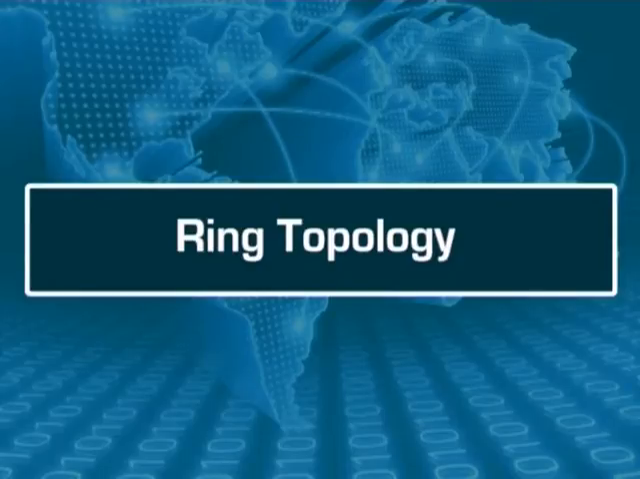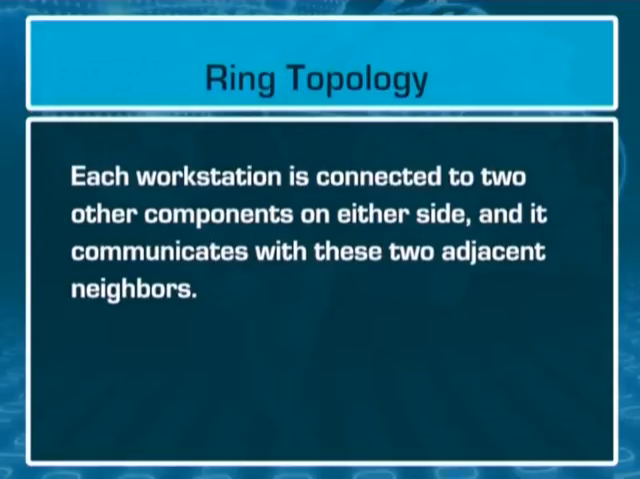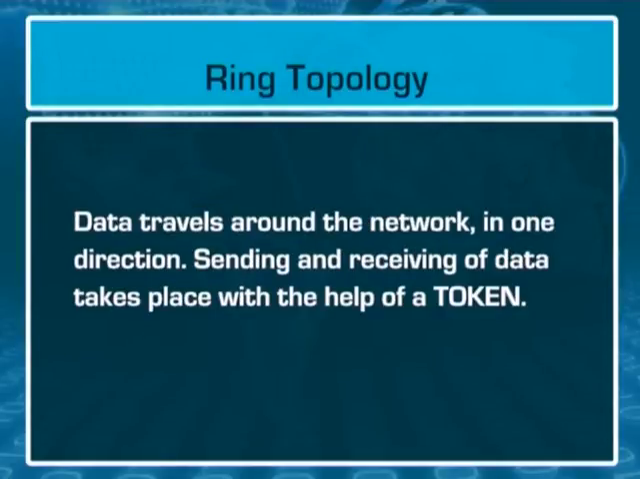Next topology we are going to discuss is ring topology. In ring topology, all the nodes are connected to each other in such a way that they make a closed loop. Each workstation is connected to other two components on either side and it communicates with these two adjacent neighbors. Data travels around the network in one direction. Sending and receiving of data takes place with the help of a token.